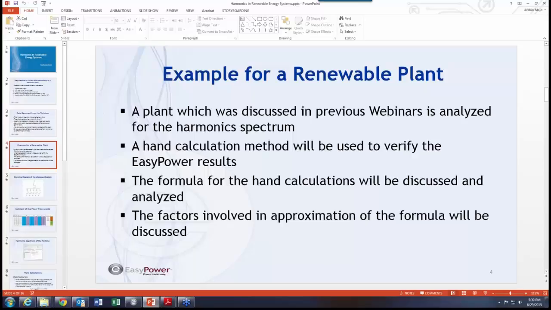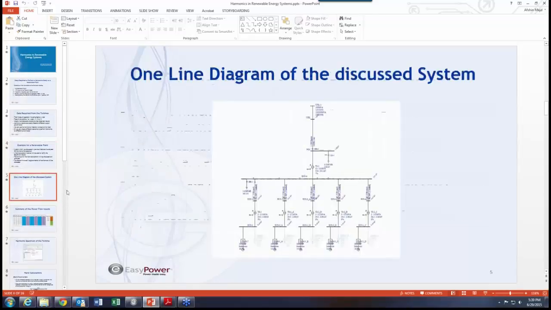So now, that being said, a plant which was discussed in previous webinars is analyzed for harmonic spectrum. A hand calculation method will be used to verify the EasyPower results. The formula for the hand calculation will be discussed and analyzed. I won't go into a whole lot of detail because we have seen that before. The factors involved in approximation of the formula will be discussed. So now let's take a look at the EasyPower file.